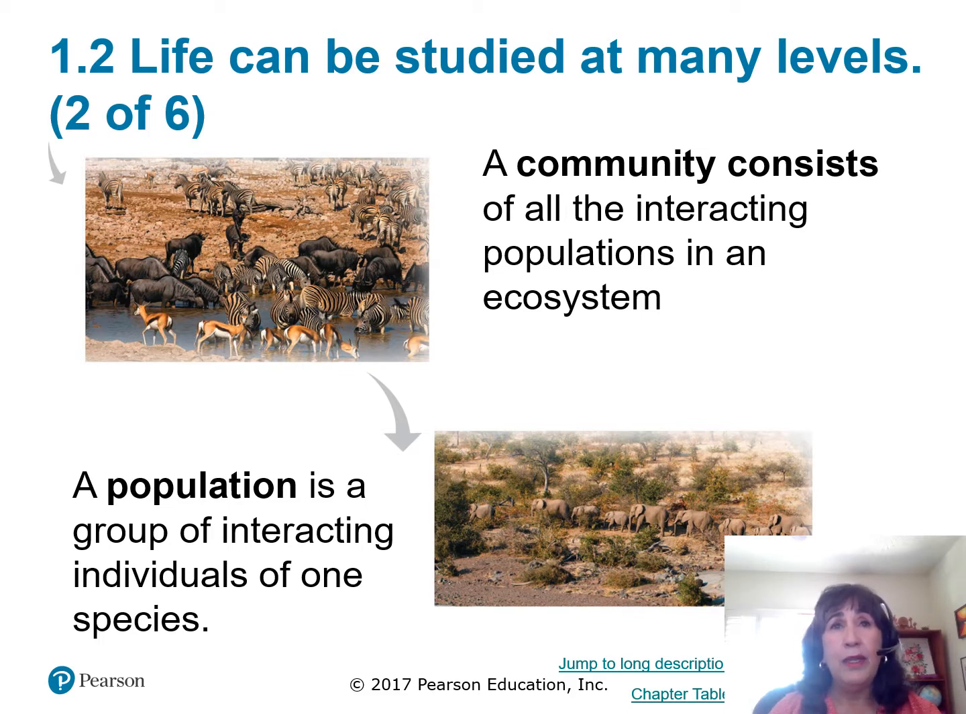Then the next one is a population. A population is a group of interacting individuals of one species. So instead of looking at wildebeest, zebras, and deer, we're just going to look at one of those species. Maybe we could just be looking at elephants, or here in the Chihuahuan Desert, maybe we could be just looking at jackrabbits.